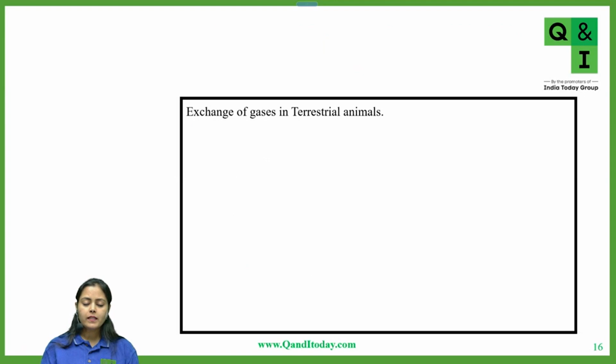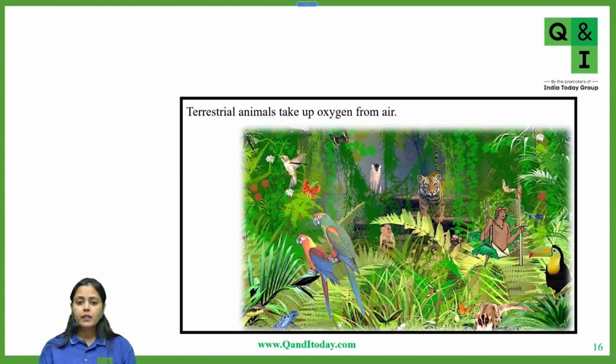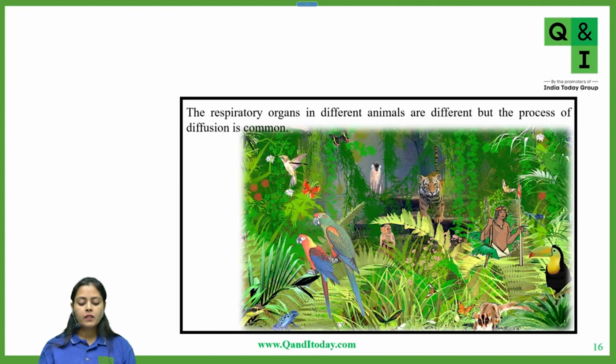Now let's see how the exchange of gases occurs in terrestrial animals. Since they have access to air, they will take up oxygen from the air. The respiratory organs in different animals are different, but the process of diffusion is common. Whether it is occurring in humans or in fishes, the only thing common is the diffusion process. That means the gases will diffuse from a region of high concentration to a region of low concentration.